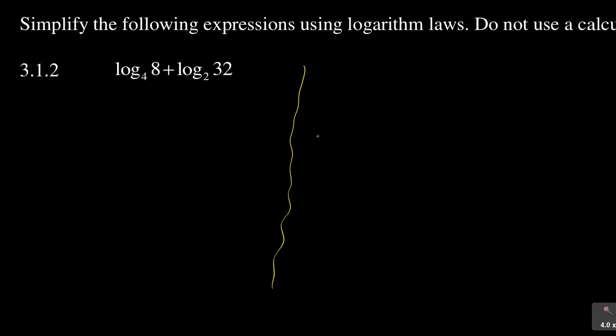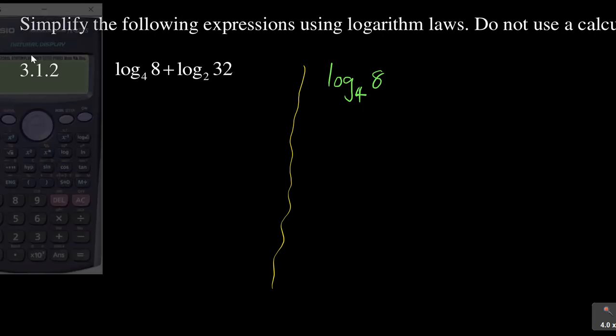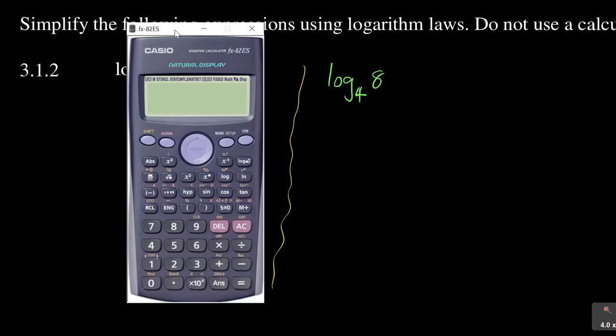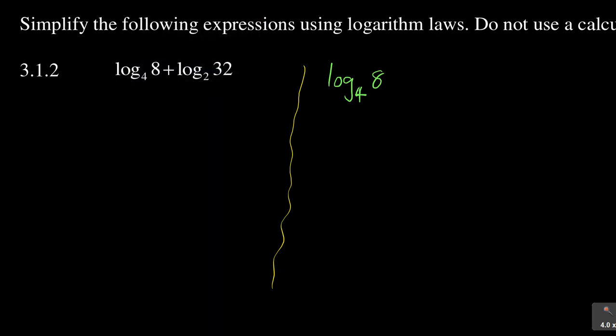Now let us start with the first one. We are given log base 4 of 8. It is always good for you to know what log base 4 of 8 is and work towards that answer. The question says do not use a calculator, but where possible you can use the calculator so that you can see where your final answer is and work towards it. So log base 4 of 8, you can see that it is giving me 3 over 2. So I will write my answer here and say this is equal to 3 over 2.